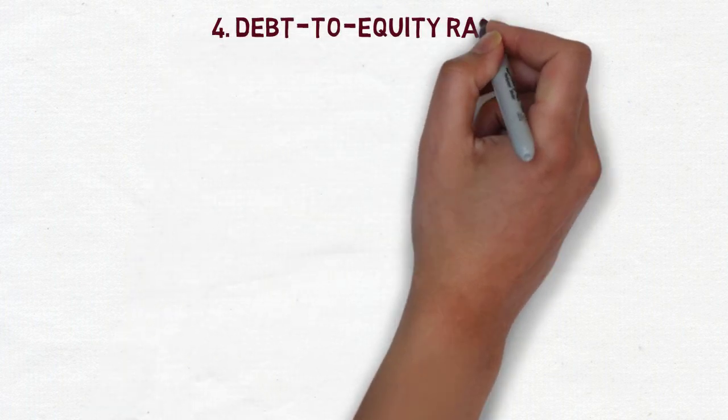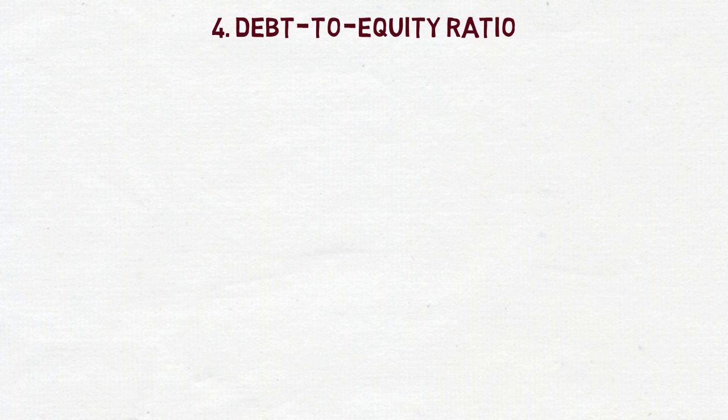Number 4 ratio is debt to equity ratio. The debt to equity ratio is a measure of a company's debt in relation to its equity.